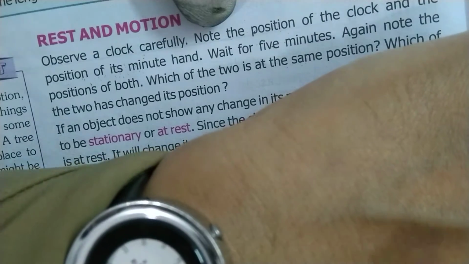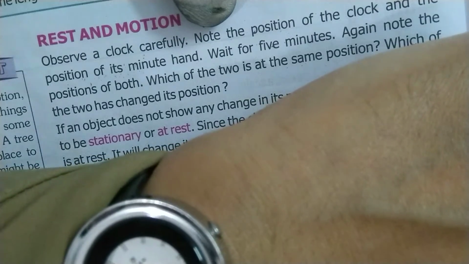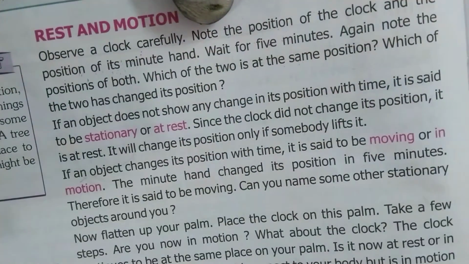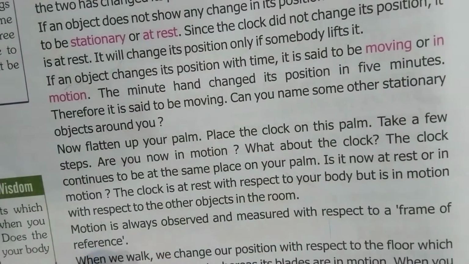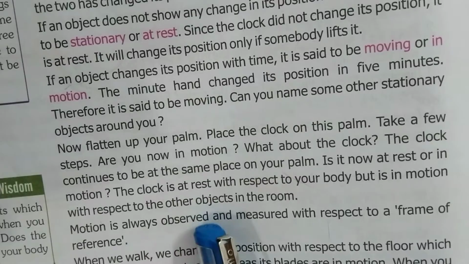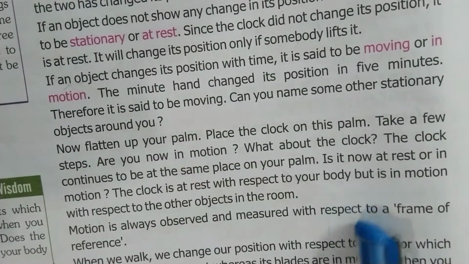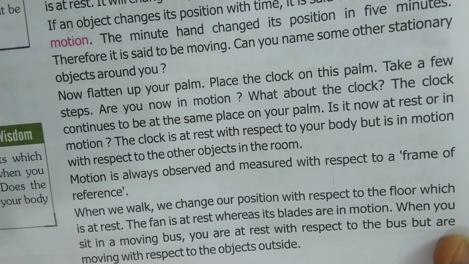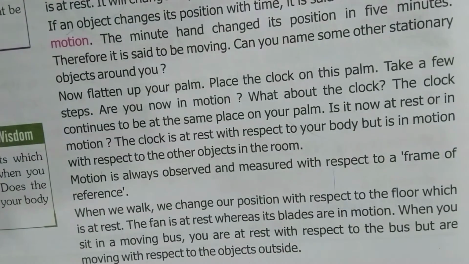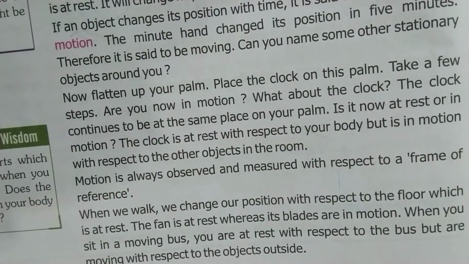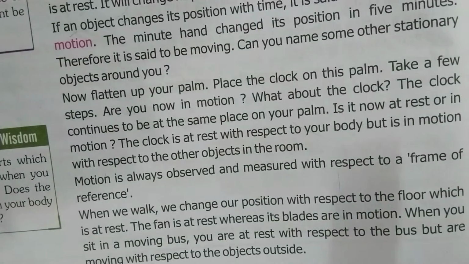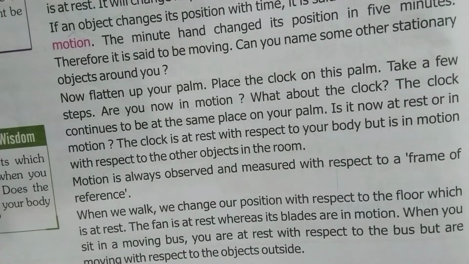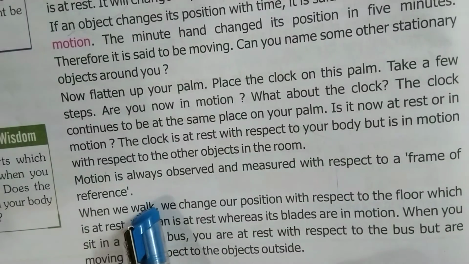The palm is moving, the clock is not moving. So how will we take the movement? With a frame of reference. Movement we will observe and measure with respect to a frame of reference. For example, in a class, at this time in winter season, fans are off. So the fan is not moving compared to the objects which are kept in the class. This is called the frame of reference.